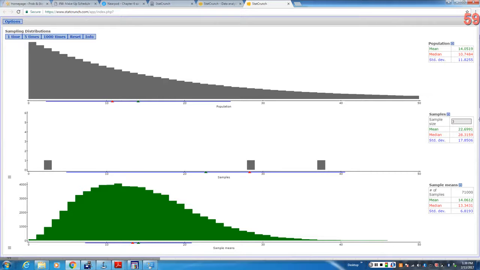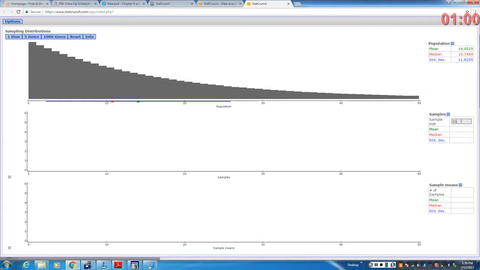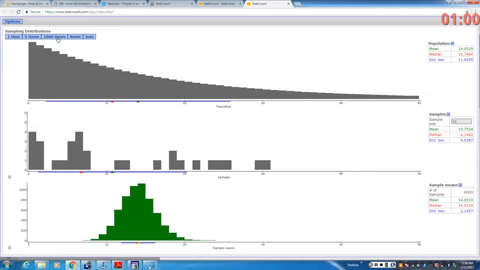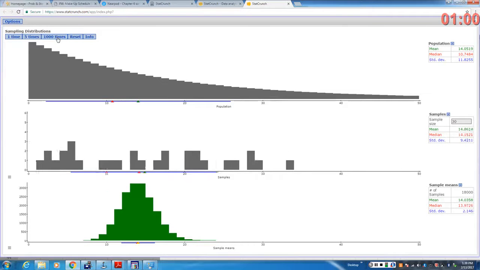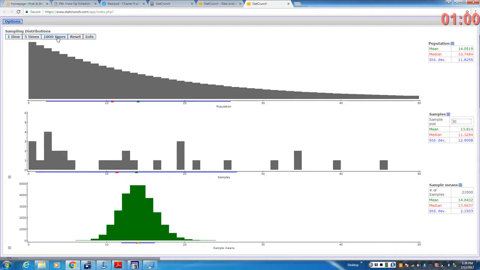Now look what happens when you change your sample size from 3 to 30. I'm going to do the same thing, but I'm going to take 30 in the sample. There are 30 things in the sample, and I'm going to take thousands and thousands of samples.